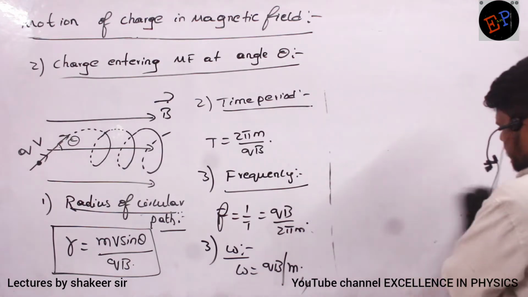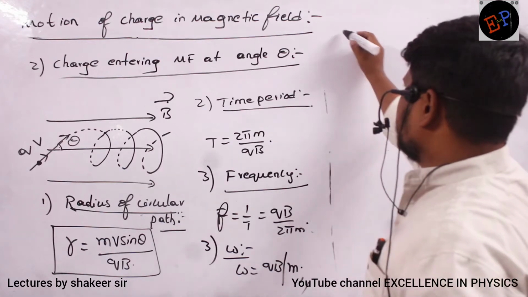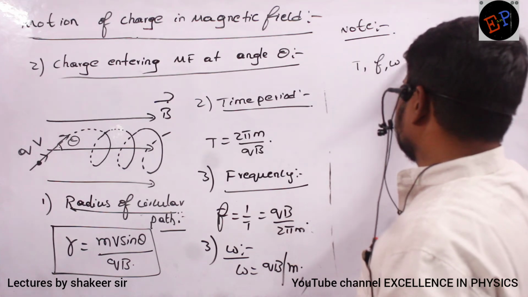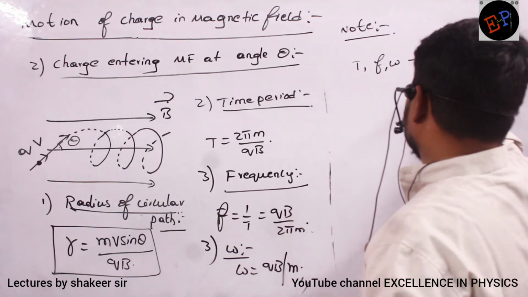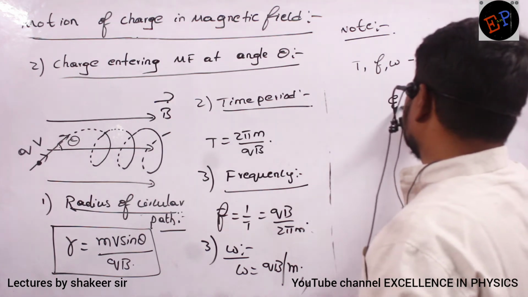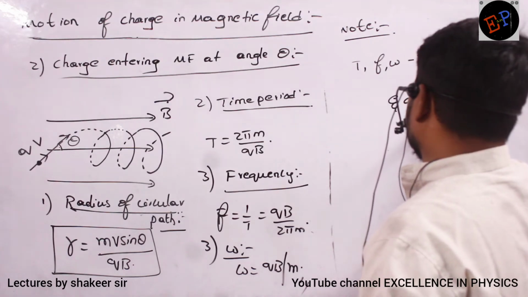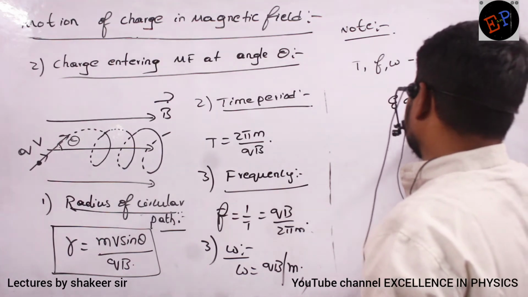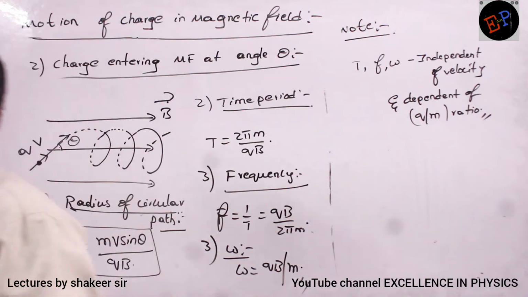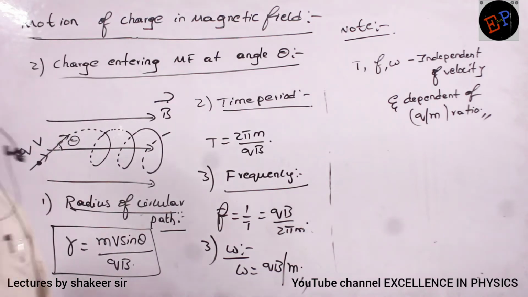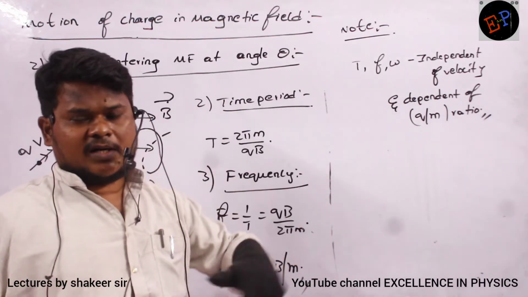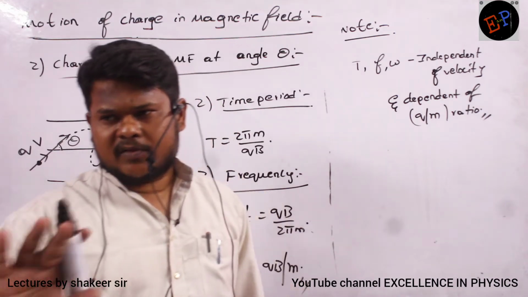Okay, so let us better write a note of that. So what is the note point I have to write? Note point is that time period, frequency, angular frequency are independent of velocity and dependent on q by m ratio. It depends on which ratio? Charge to mass ratio. Okay? So what is the charge of the particle and what is the mass of the particle? It depends only on that. Whatever may be the velocity, they never depend on velocity.